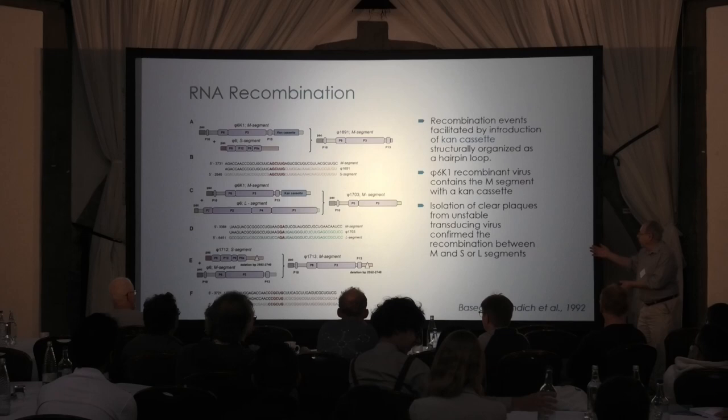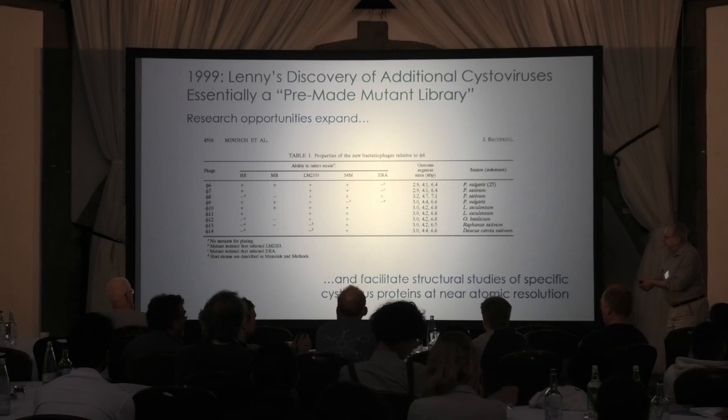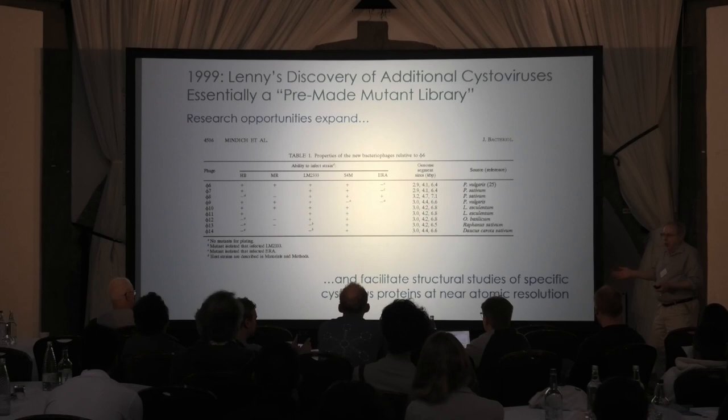Lenny then went ahead, and we always felt there would be a niche and other viruses could be isolated, and you can see that he isolated more and more all the time. Basically, it gives us a mutant library ready-made. That means in some cases, we all know some species you can crystallize proteins and some you can't. And so we had opened up the entire field.